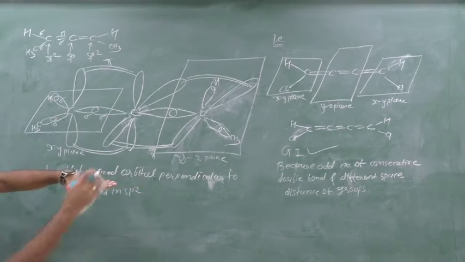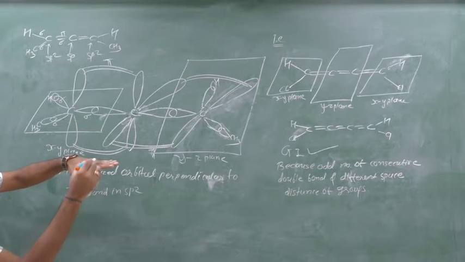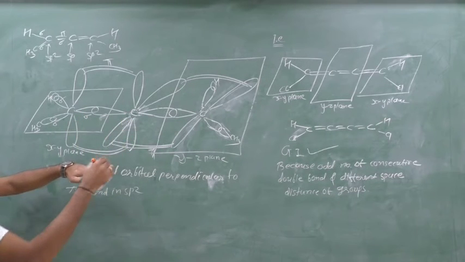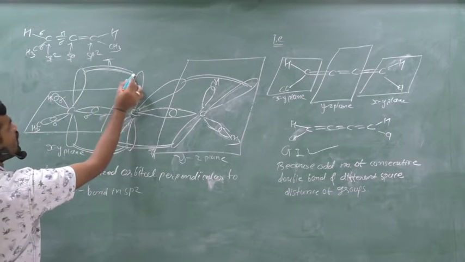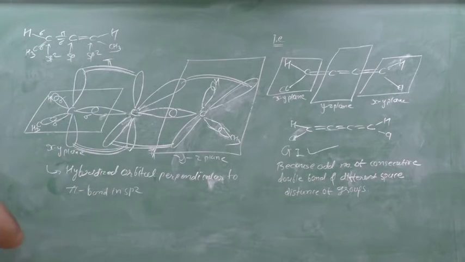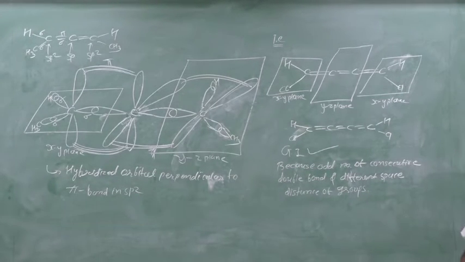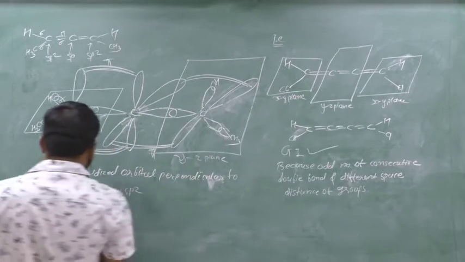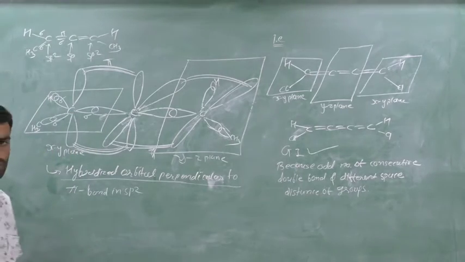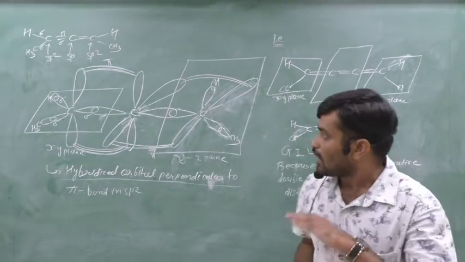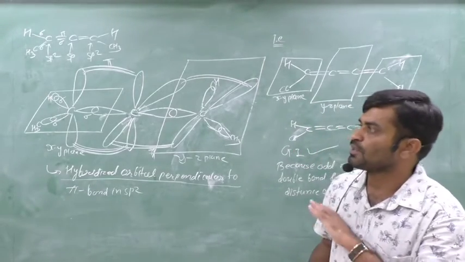Therefore, if you think about this XY plane, here carbon, hydrogen, CH3 and carbon. This is the carbon first and this is the carbon second. Here a p orbital which is unbonded. Now they overlap with each other and form a pi bond. It undergoes overlapping and forms a pi bond. Clear? And the first concept is that the hybridized orbital is perpendicular to the pi bond in sp2 hybridization.